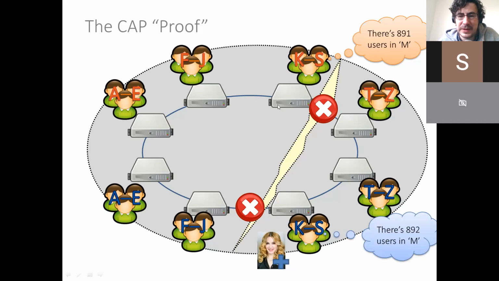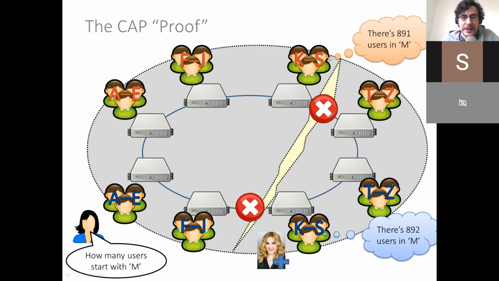But so we have this partition, and now Madonna enters our system, and this part of the distributed system sees that now there's 892 users in M. Even though there is a partition, they cannot reject the request because of availability. In terms of availability, the distributed system has to be up, has to be able to respond to the request. So now a client asks in this part of the system, how many users start with M? This has to be responded to. And in this case, they could give the incorrect answer because they still haven't seen this Madonna update here.